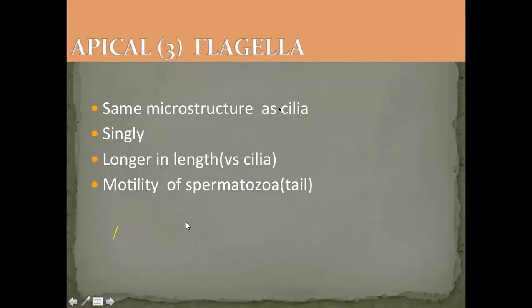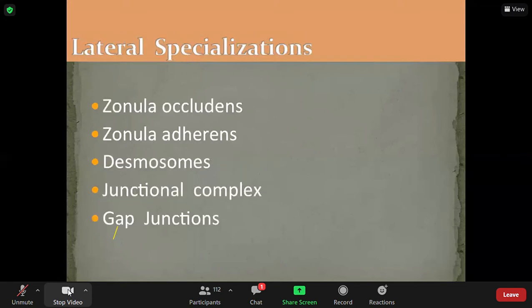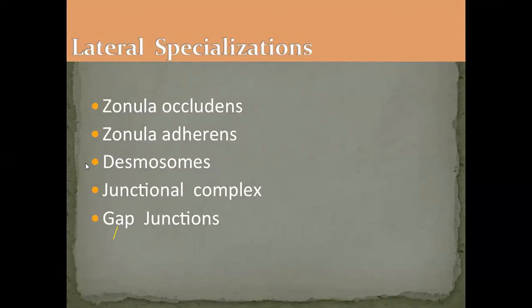Another apical surface modification is your flagella. Your flagella have the same microstructure as cilia, but they occur singly. They are longer in length versus the cilia, and mas mabilis sila, the motility of spermatozoa. So mabilis ang flagella gumalaw compared sa mga cilia. So we are done with the apical surface modifications.